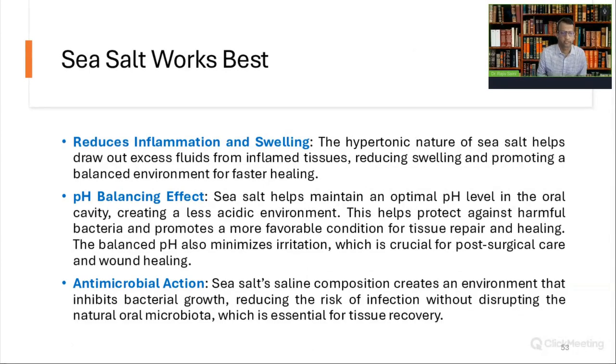It reduces inflammation and swelling. The hypertonic nature of the sea salt really drains out the excessive fluid from the inflamed tissue, and that's very important in order to reduce swelling and inflammation. The pH is well balanced. So it's a difference between maintaining a well balanced pH for a longer duration of time rather than just for a fraction of a second. It has a natural antimicrobial action, and if the sea salt is combined with additional ingredients like lysozyme and xylitol, it further enhances its function. So it's a natural antimicrobial action without any side effects.